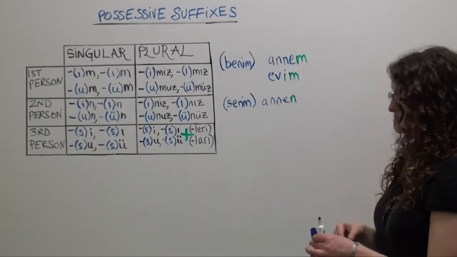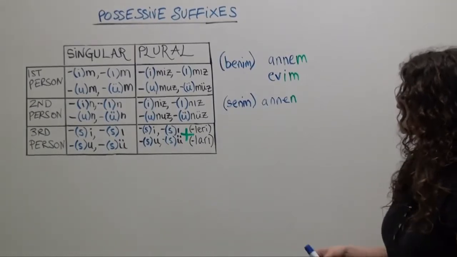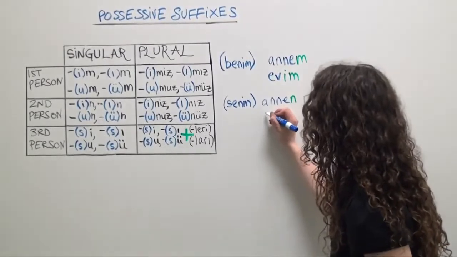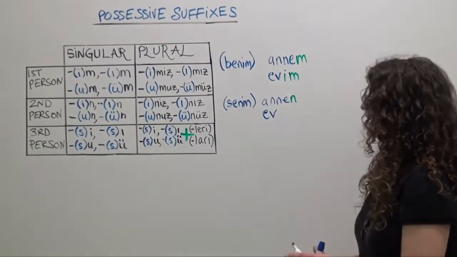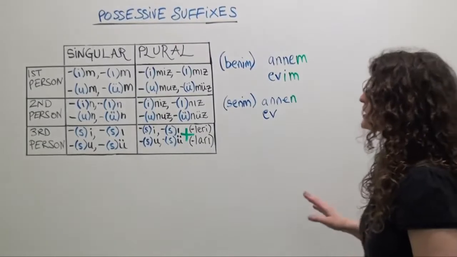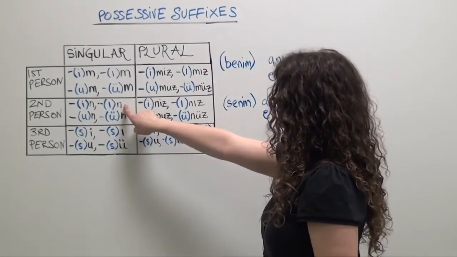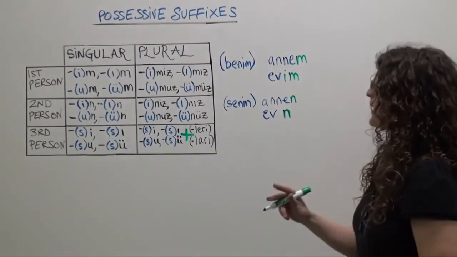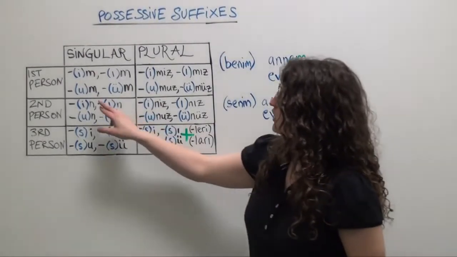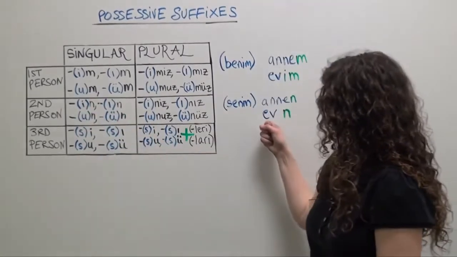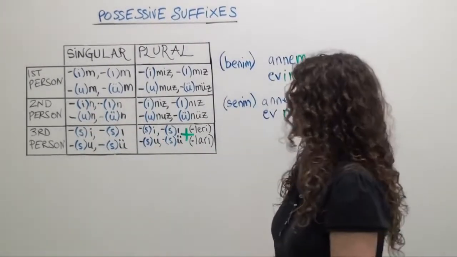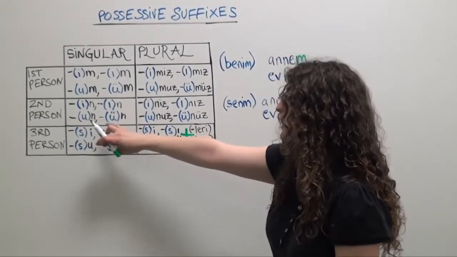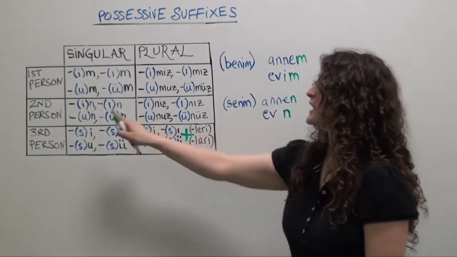Let's see what happens when we are attaching a possessive suffix to a noun that ends in a consonant. So as we saw up here, let's take ev, the Turkish word for house. We want to say your house. We are going to add the possessive suffix for the second person singular, n. But again, we're going to buffer it by choosing the vowel that corresponds best according to the rules of four-way vowel harmony. So we have in, ın, un, and ün. For ev, we're going to choose in.